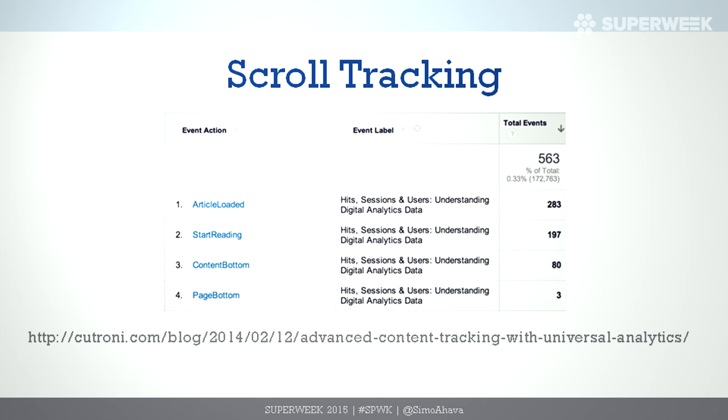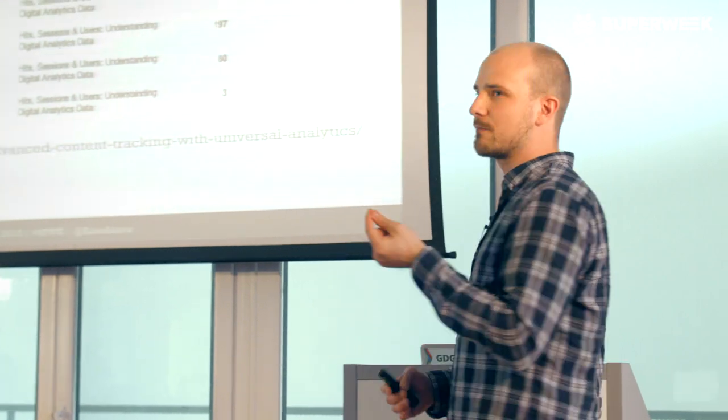Scroll tracking. How many have heard of scroll tracking? Like scroll depth. Okay, even more, which is good. So this is from Justin Cutroni's blog. He's not the brains behind this, but he did make it very popular. The idea is that you send an event to GA when you pass certain milestones on the scrolling action of a page, like 0, 25%, 50%, 75%, and then the whole article. This is pretty good.